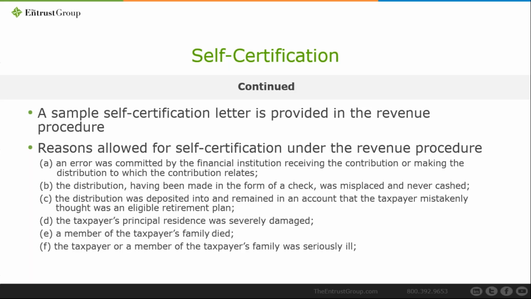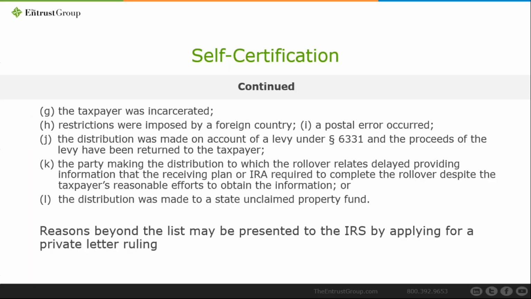All right. Reasons allowed for self-certification, of course, the financial institution error. As you can see, I'm not going to go through all the different reasons, but it is stated on the self-certification letter. All right. Another example in this slide: taxpayer was incarcerated. You're probably wondering where in the world they got these reasons. They got these reasons because it used to be so inexpensive to apply for a private letter ruling.